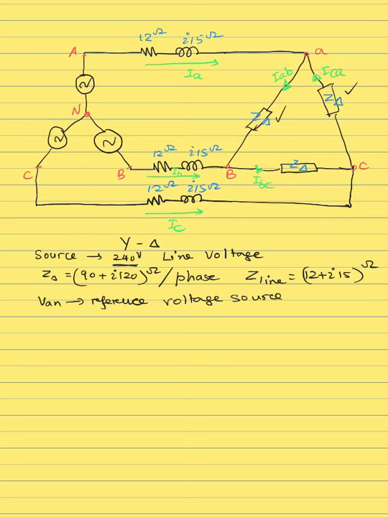What do we need to solve for? So we need to solve for the line currents IA, IB, and IC, and we need to make sure both amplitude and phase. Okay, and then we also have to calculate IAB, IBC, and ICA, and you can see that I have labeled them here. Okay, so these are the currents which we need to calculate, and again both amplitude and phase.